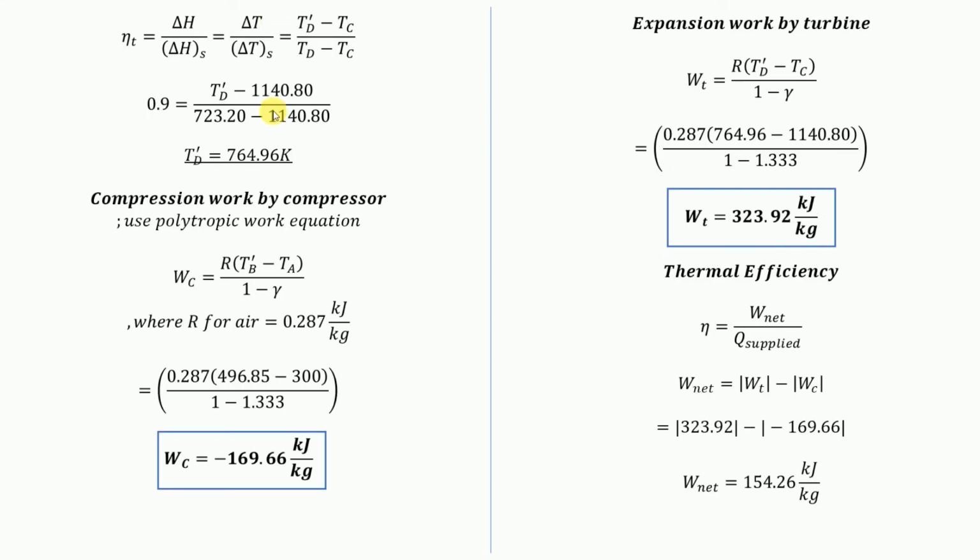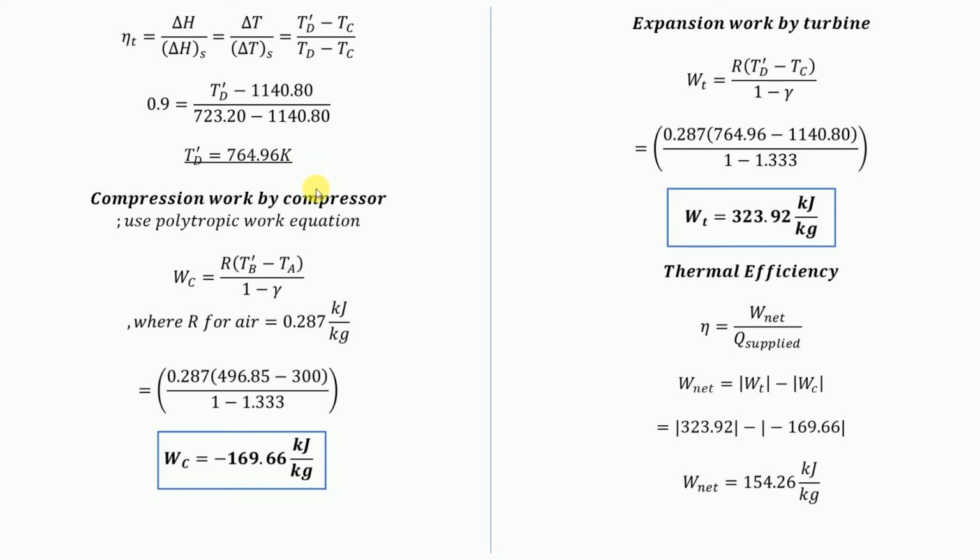Next, to get TD prime, we use the efficiency of the turbine, which is the work done by the turbine over the heat supplied to the turbine, or the energy supplied to the turbine, which is equal to its enthalpy. So we have this form, which is TD prime minus TC over TD minus TC. Substituting the values for TC and TD and the efficiency of the turbine, we get TD prime, which is shown in our graph, to be 764.96 Kelvin.